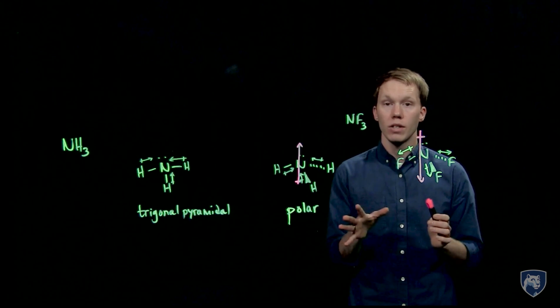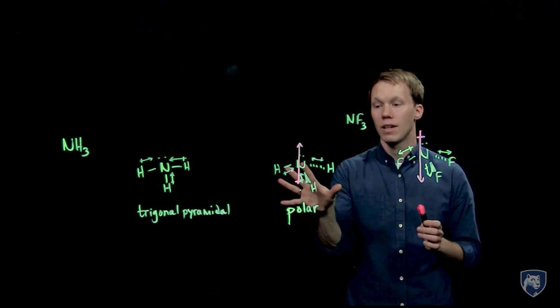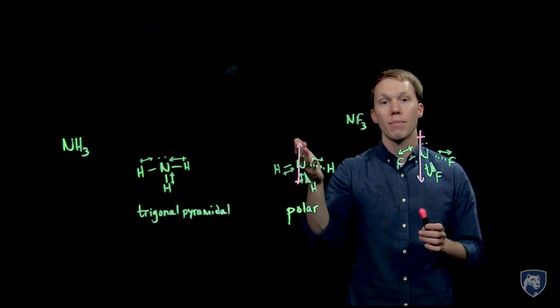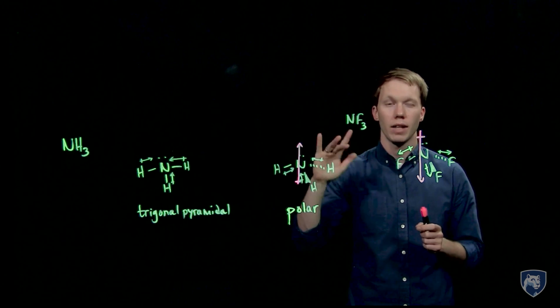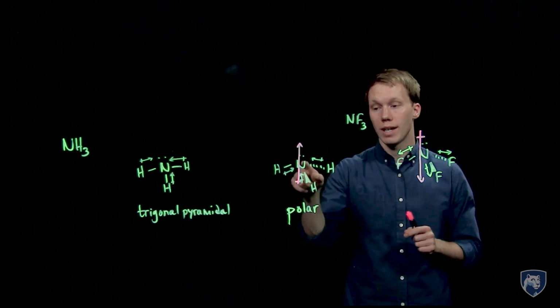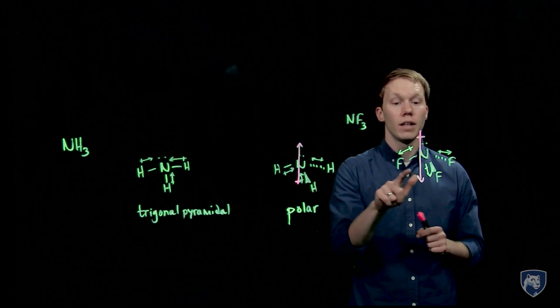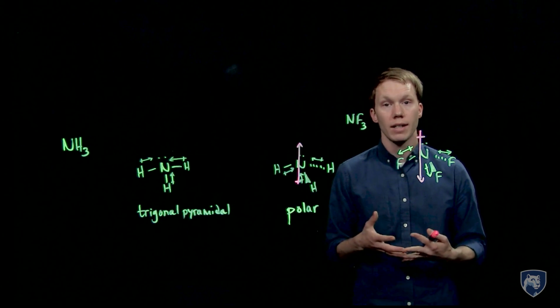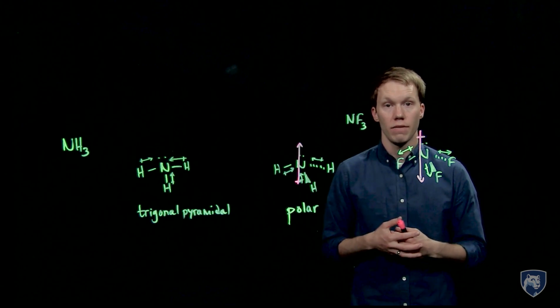And so I just wanted to do this to highlight the fact that we are not always going to be pointing that dipole moment in the direction of that lone pair. And that's one misconception that I want to point out: in the case of ammonia, it does, but in the case of nitrogen trifluoride, it does not. It just depends on what atoms are connected there and the electronegativities of those atoms.